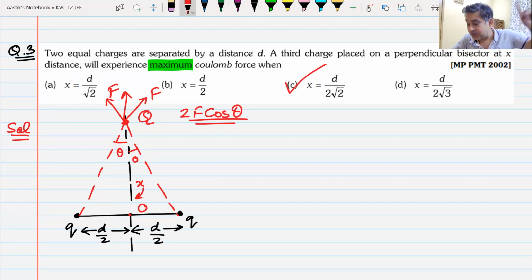So write this question, put a star mark on it. Remember this. If you're lucky, you might get the same question in the examination hall.